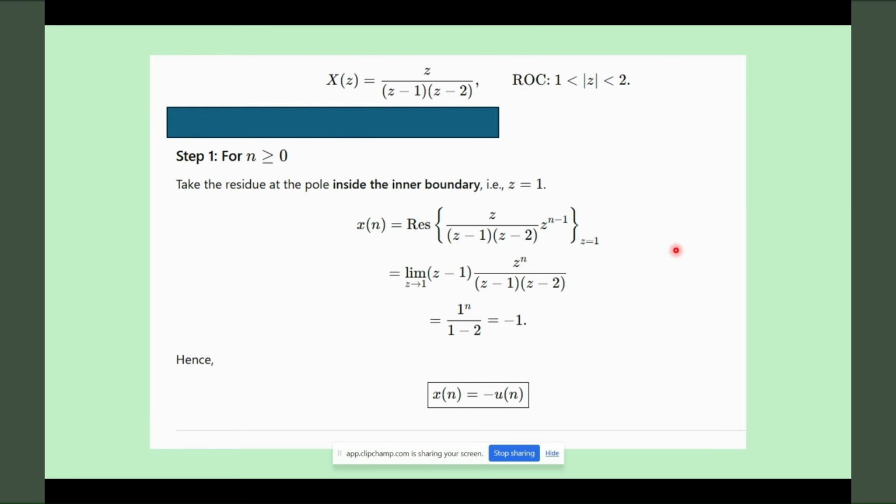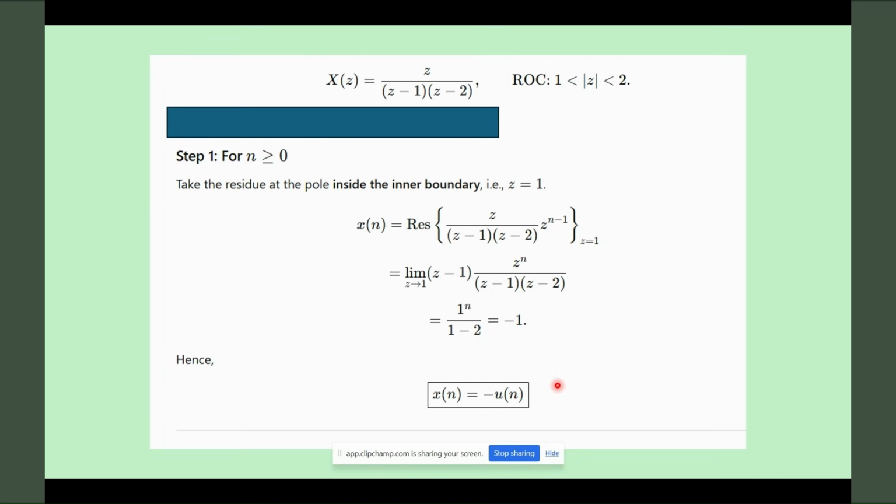Got it? Well, you can take an X of z equal to z by (z minus 1)(z minus 2). Here the ROC is between z greater than 1 and z less than 2. It is a two-sided sequence. Z less than 2 is a left hand side sequence, z greater than 1 is a right hand side sequence. So we have to consider both of them separately. It is not like the previous cases. For n greater than or equal to 0, the pole is 1. So while substituting the pole 1 for finding the residue, we have to make it positive.